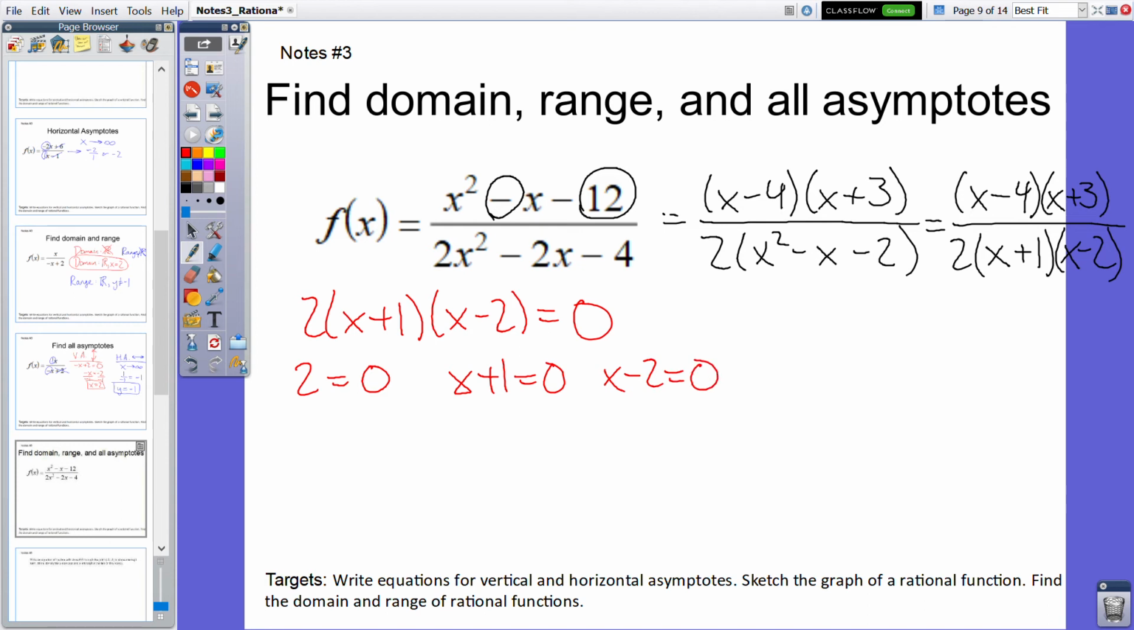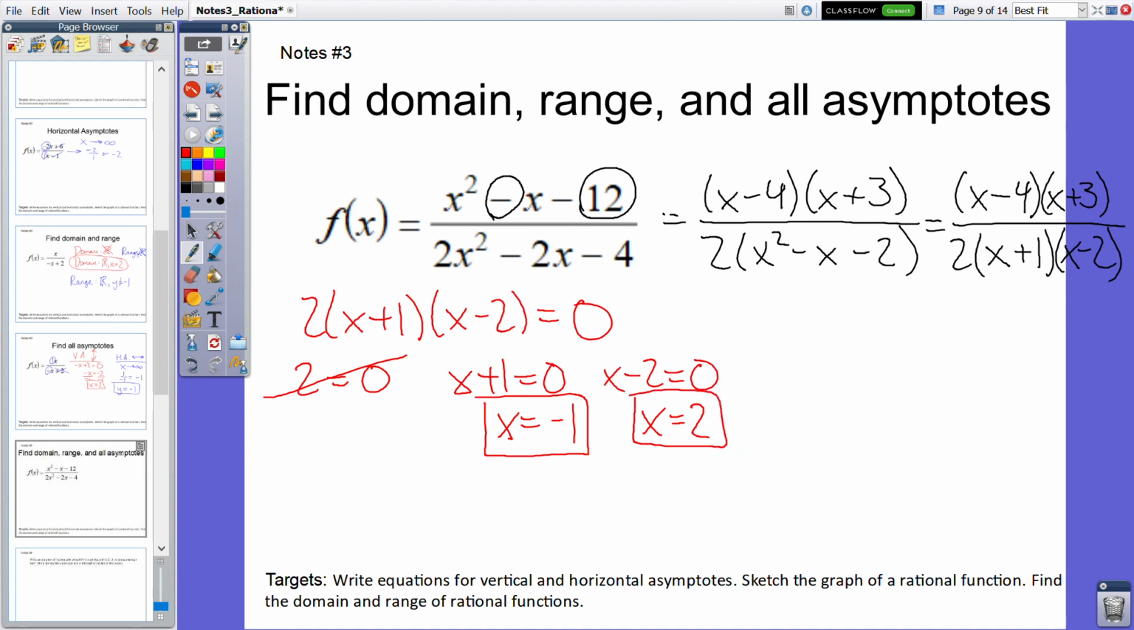So going from left to right, we're going to solve these equations. 2 equals 0 is a false statement, so we can just go ahead and toss it away. x plus 1 is equal to 0. That means we solve it by subtracting 1 from both sides. We get x is equal to negative 1. So there's one of my restrictions. And then we solve the second equation, x minus 2 equals 0, by adding 2 to both sides. Therefore, we get x is equal to positive 2 as another restriction here.